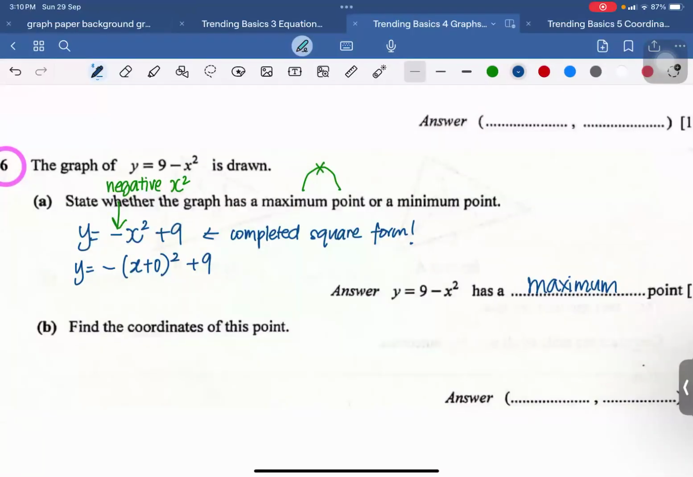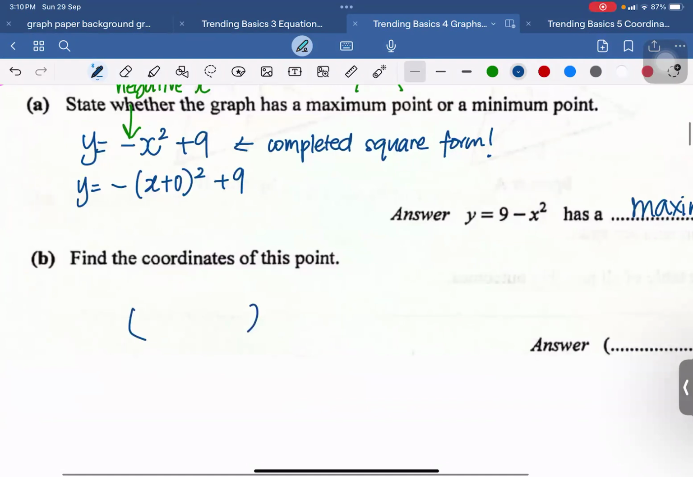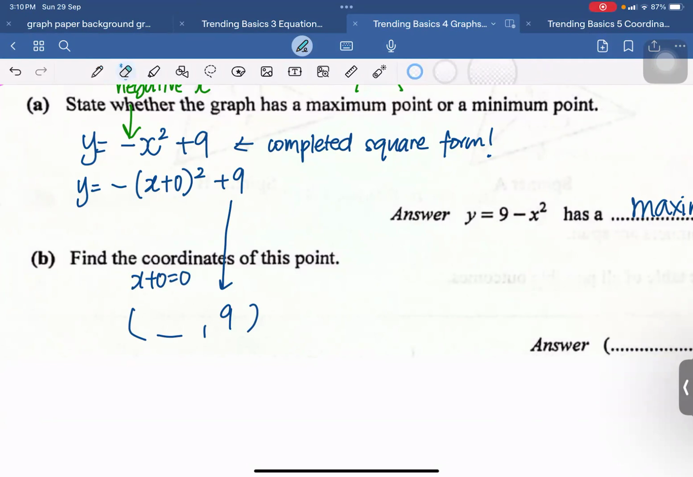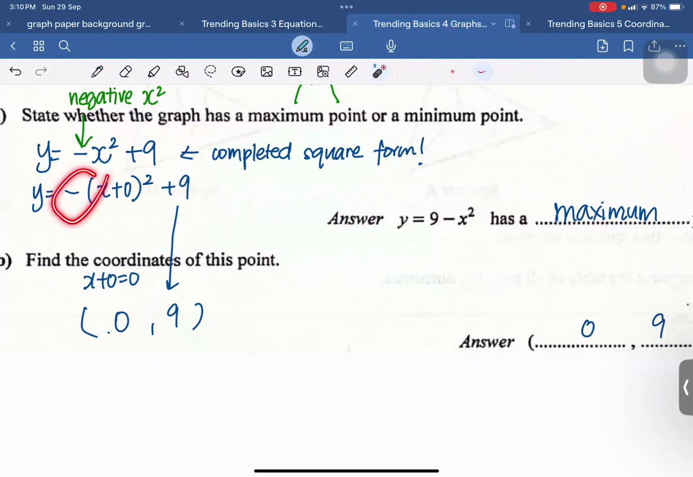So if it has a maximum point, then they want the coordinates of this point. The coordinates for this point come from the 9. And this value is when x plus 0 equals 0. X plus 0 equals 0 means x equals 0. So x is just 0. So this point will be just 0, 9. The negative sign outside the bracket has not much effect. The negative sign is for what? It is to tell you whether it is a maximum or minimum point only.